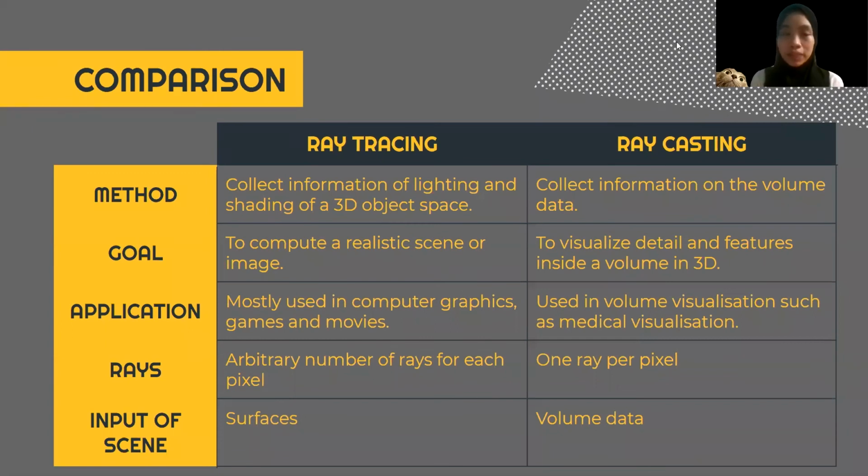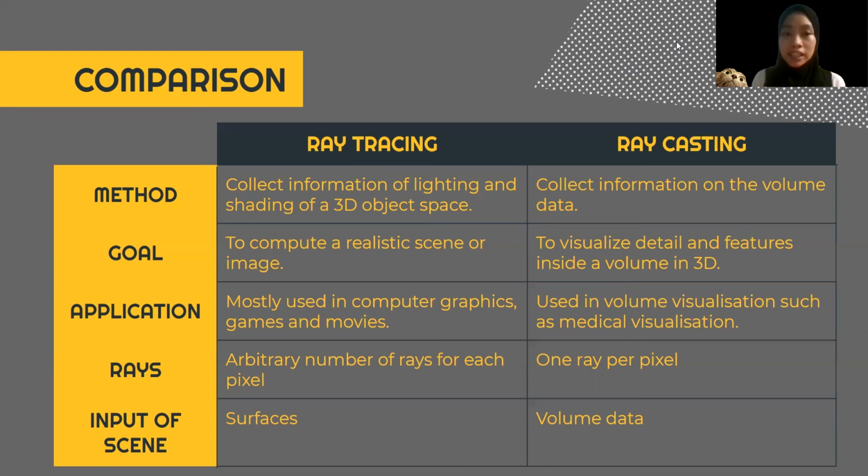My name is NURUL binti FADZIL, and I will continue the presentation on the comparison between ray tracing and ray casting. Basically, ray tracing collects information of lighting and shading in 3D object space, compared to ray casting, which collects information on the volume data. The goal of ray tracing is to compute a realistic scene or image, because it collects information of the lighting and on the surface. Compared to ray casting, it is used to visualize detail and features inside a 3D volume.